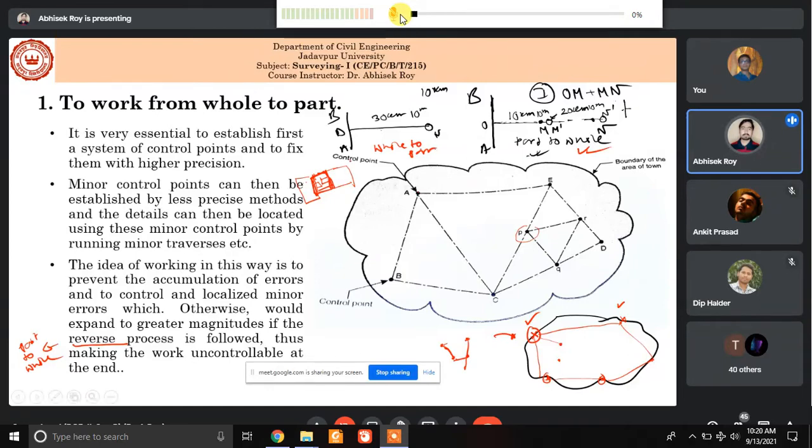So in the beginning you have to do the whole part. You have to set up your control points. It is the most common practice in surveying works, in any type of project, whether it is a personal building project or any project of national importance. In any case, this is the most common part, that you have to work from whole to part. Is it clear? Can we move to the next slide? Yes, sir. Okay.